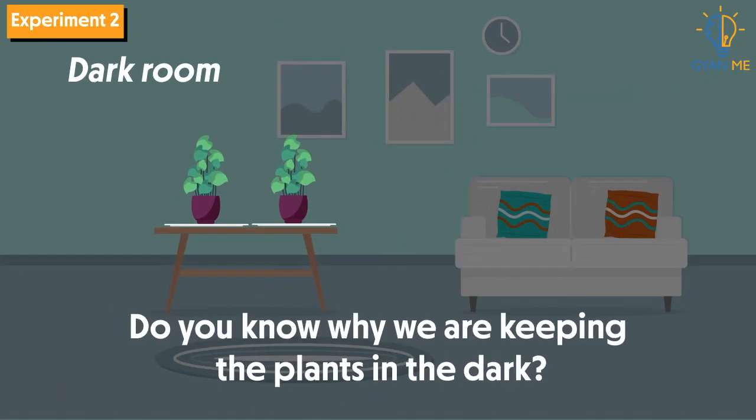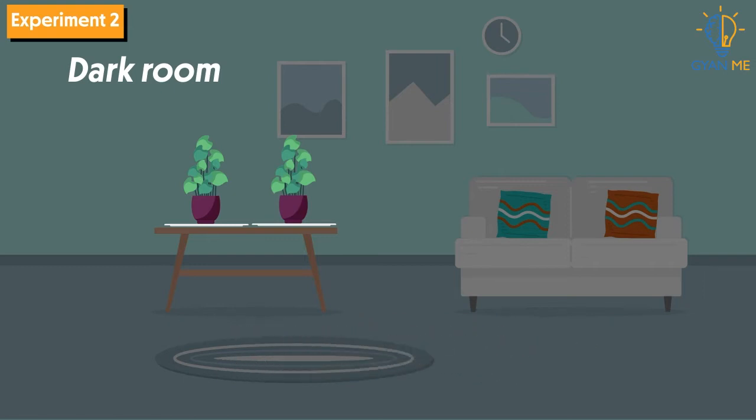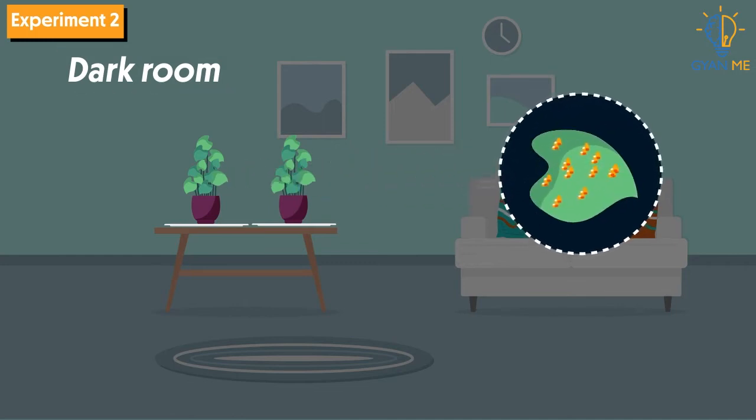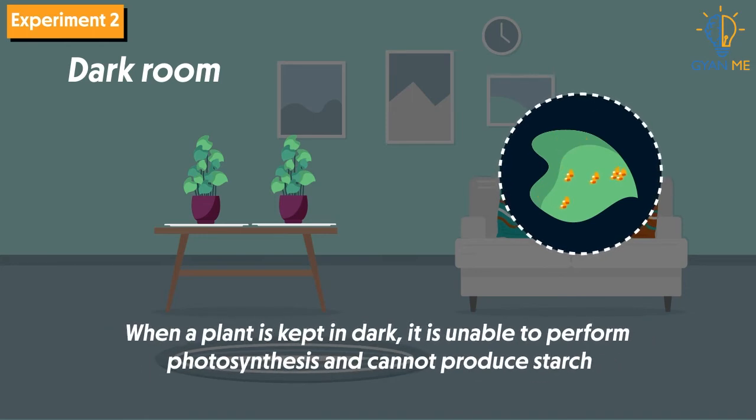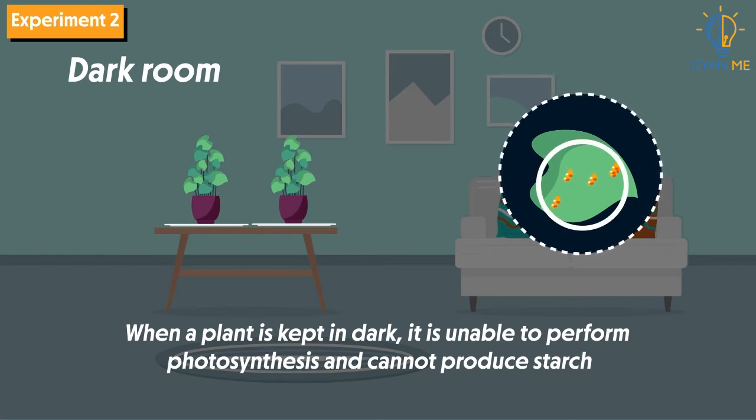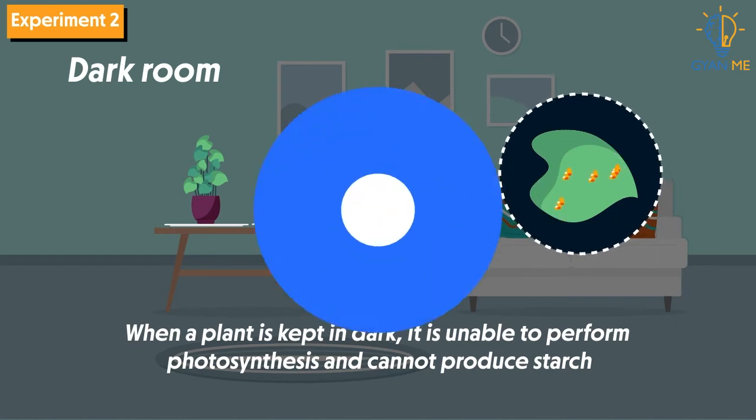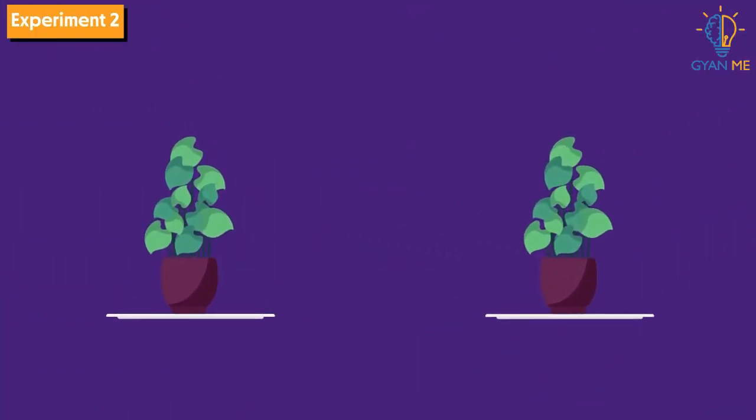Do you know why we are keeping the plants in the dark? Students, plants are required to be kept in a dark room prior to the experiment to carry out the process of destarching. When a plant is kept in dark, it is unable to perform photosynthesis and cannot produce starch. In this condition, it derives its energy solely from the leftover starch in the plants, and thus plants get destarched. Now we place each plant on separate glass plates.